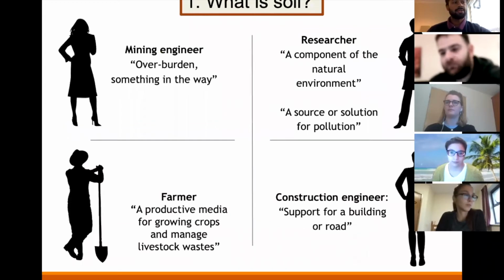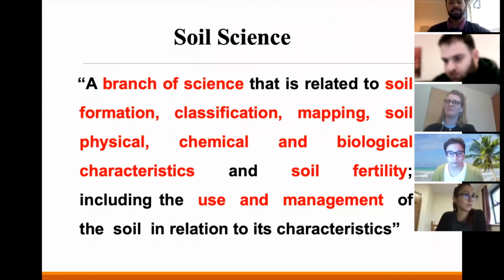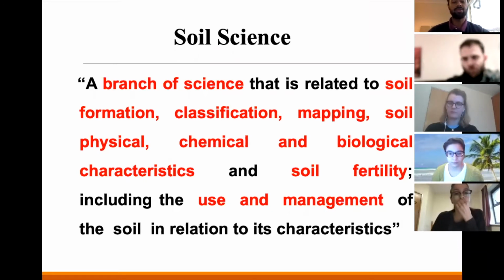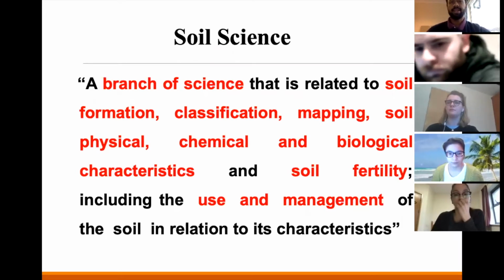So the first question I might ask you is, what is soil? The answer might differ from person to person. It depends on who you ask. In our definition, soil science is a branch of science which focuses on the formation, classification, mapping, as well as the properties of the soil and soil fertility, and how to use and manage soil to your benefit.